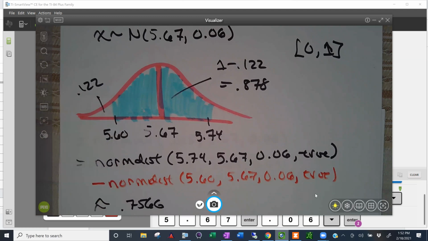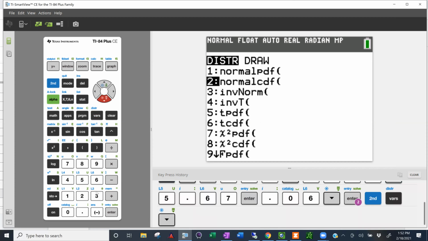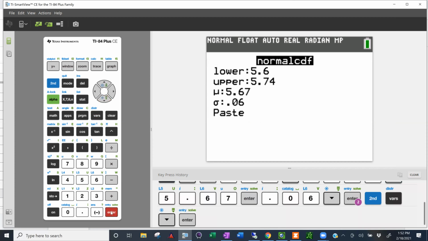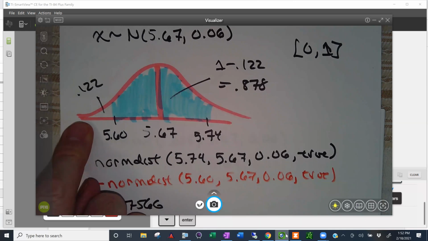Let's look back at that and see what I'm talking about. Second distribution, however you want to see it. Go down to normal CDF. What do I put for the lower bound? If I'm talking about essentially negative infinity.